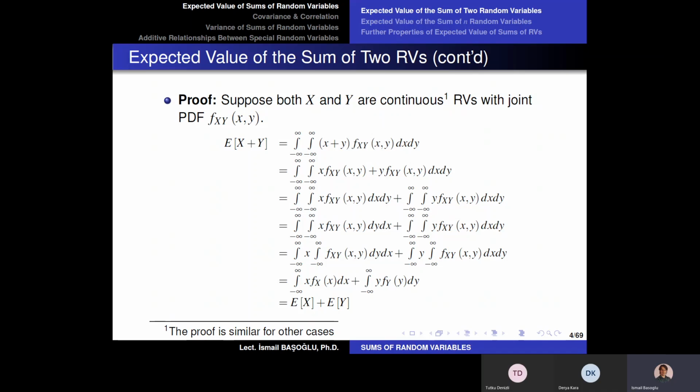And if you want to make the proof of this theorem for the discrete random variables, it is just going to be similar, except instead of integrals here, we will have summation functions, and instead of the joint probability density function, we will have the joint probability mass function.